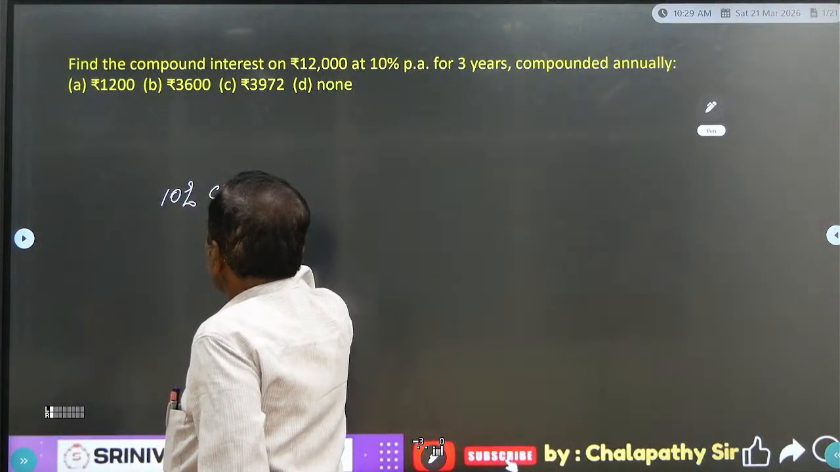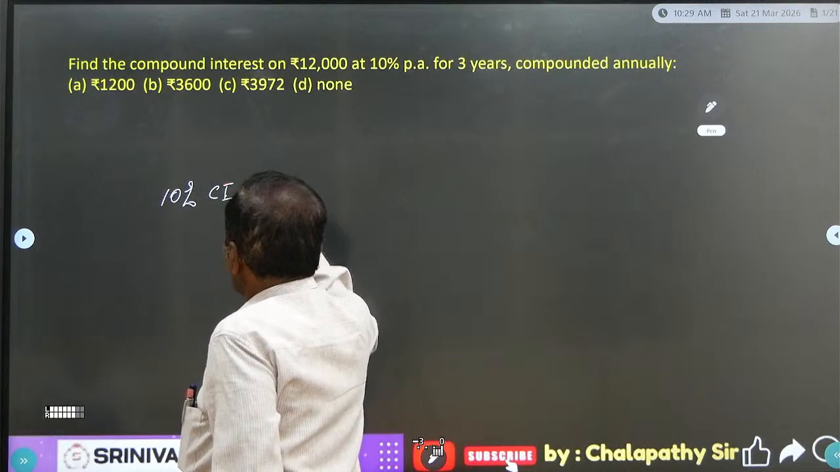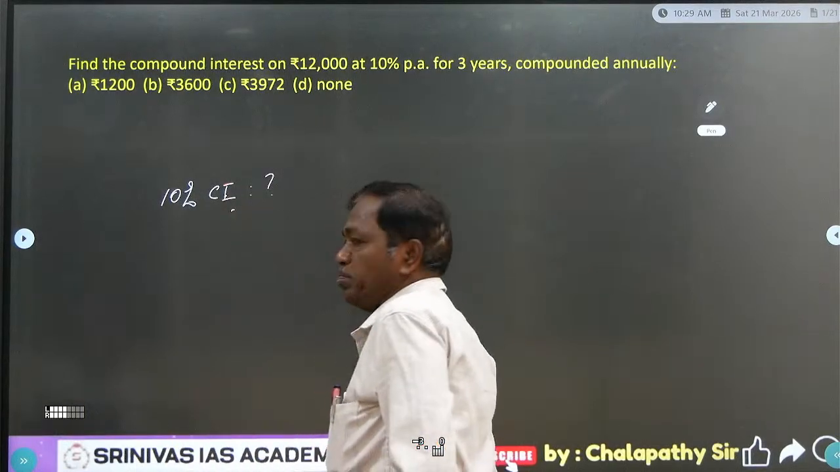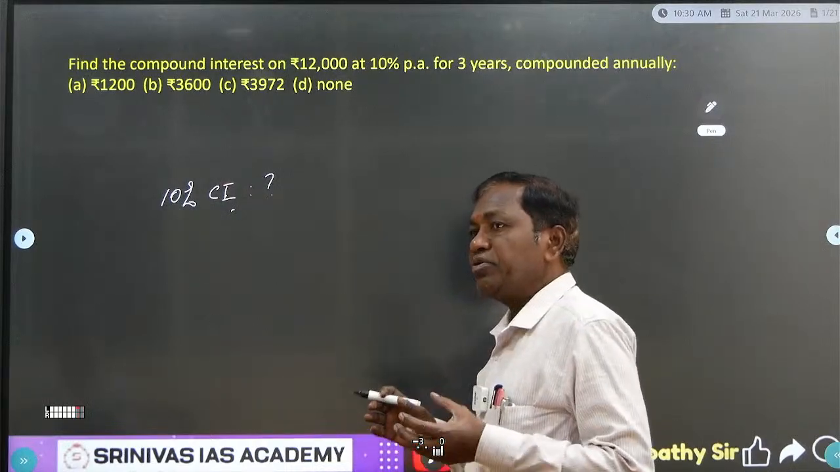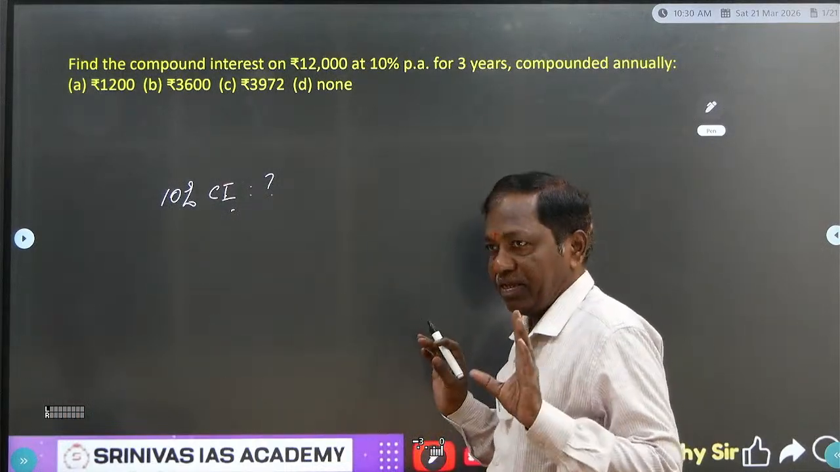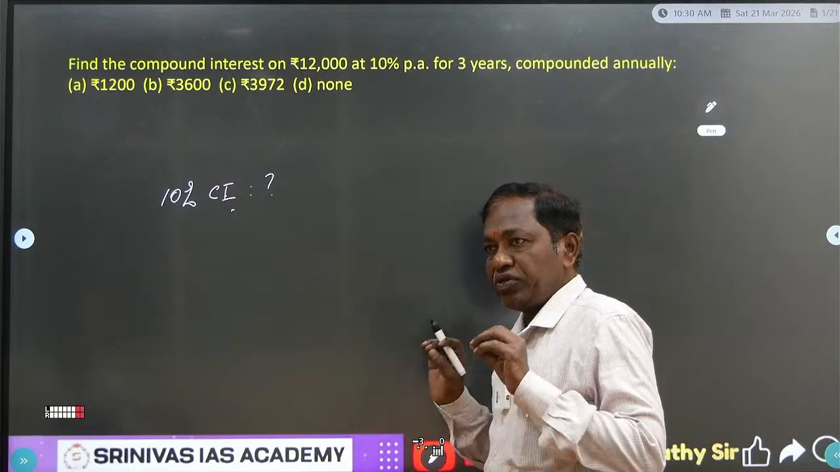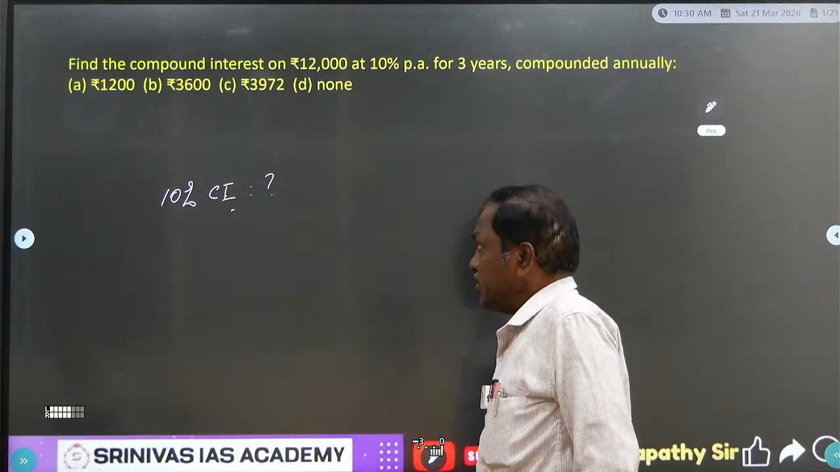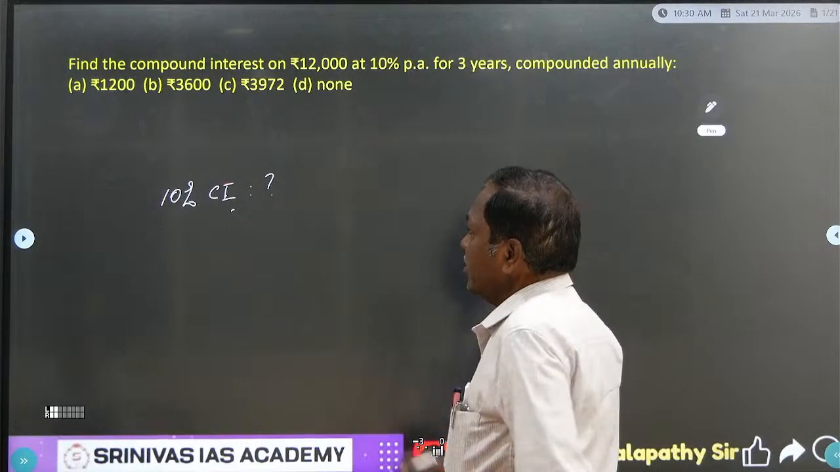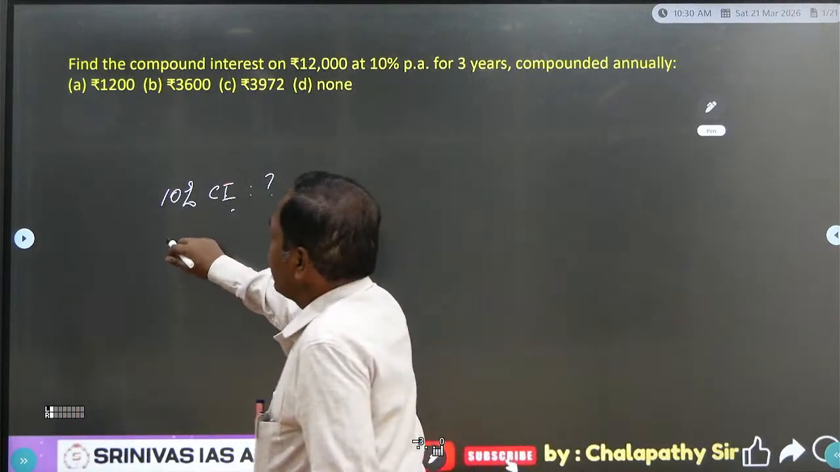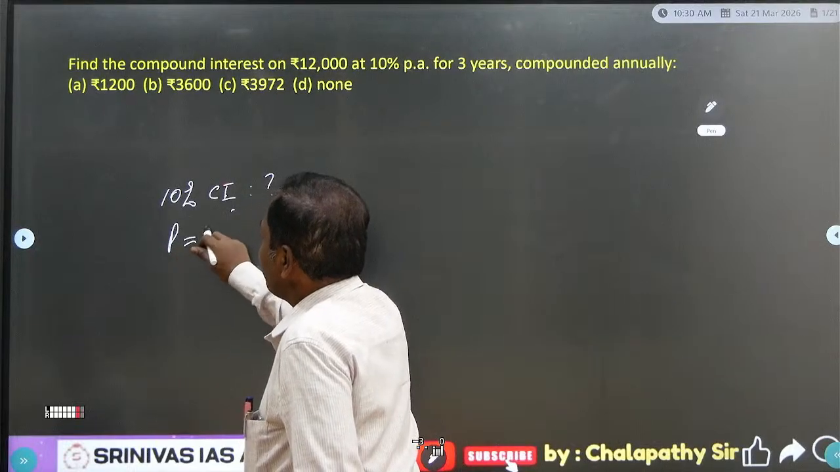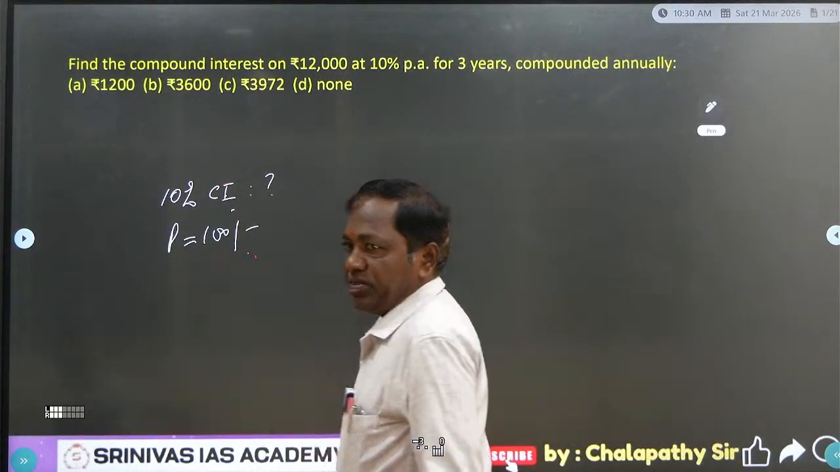Now we can say, compound interest calculation. How do you calculate, like 10% compound interest calculation? Problems are okay, but we need to know the basic logic. That is what we actually need for CSAT. Let us say the compound amount: assume the principal can be 100 rupees.